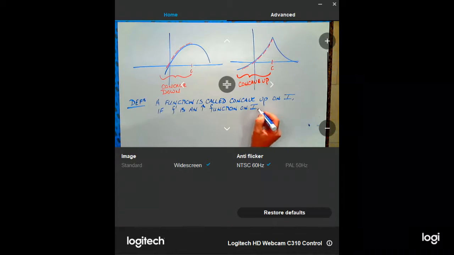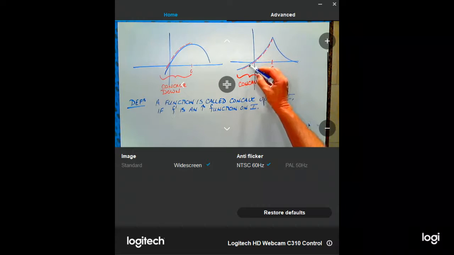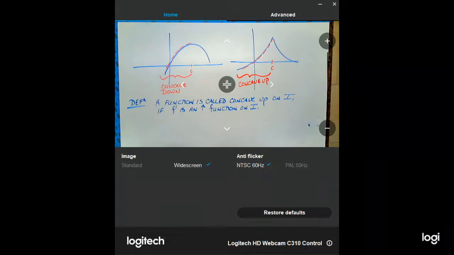Now that's the definition of continuity. We would say a function is called concave up if f prime, the derivative itself, is an increasing function. If we take a look at the graph over here, the derivative is increasing. It's getting steeper and steeper and steeper.